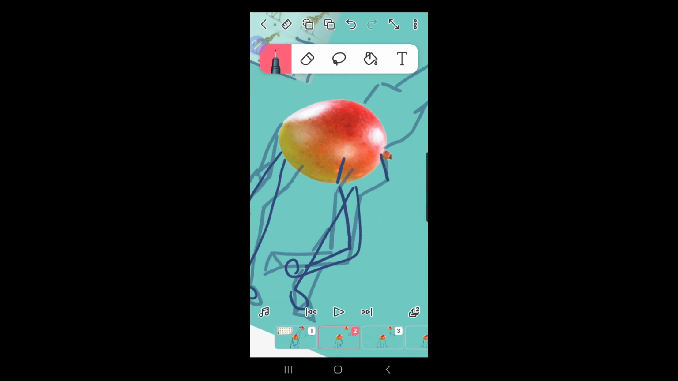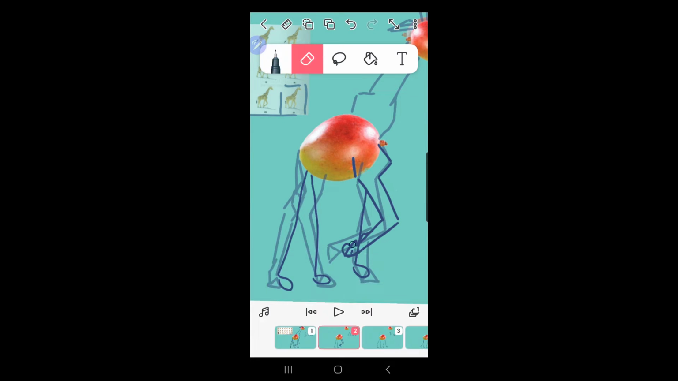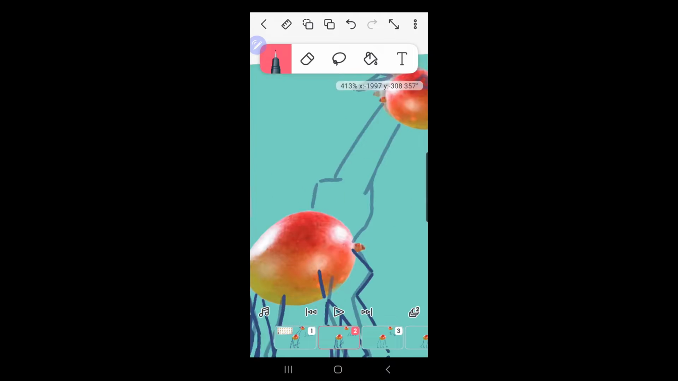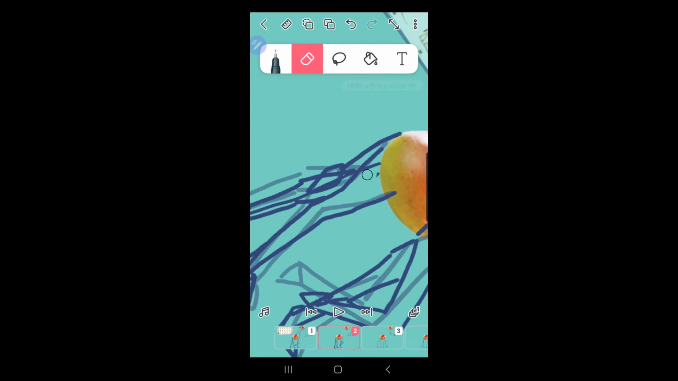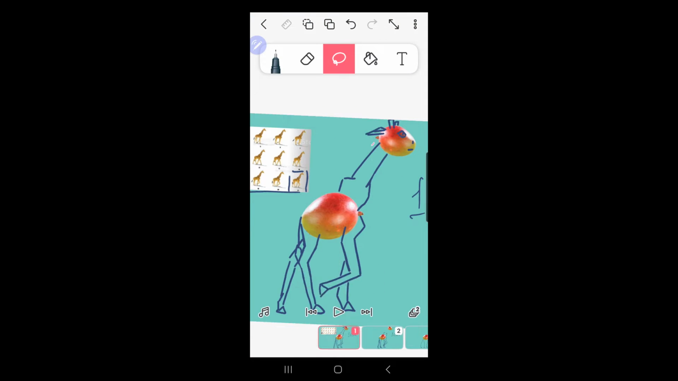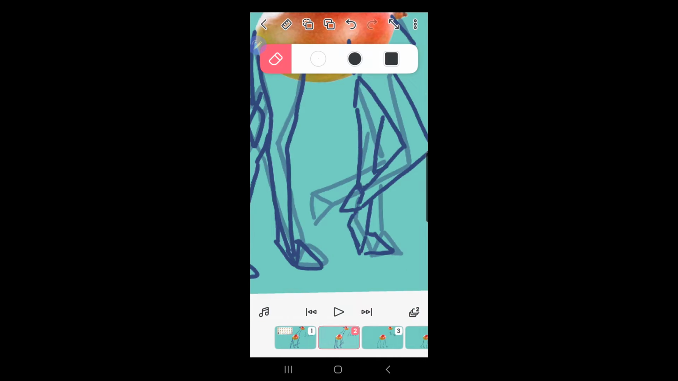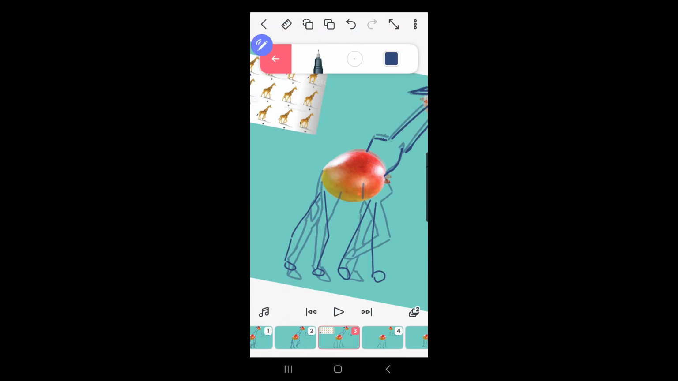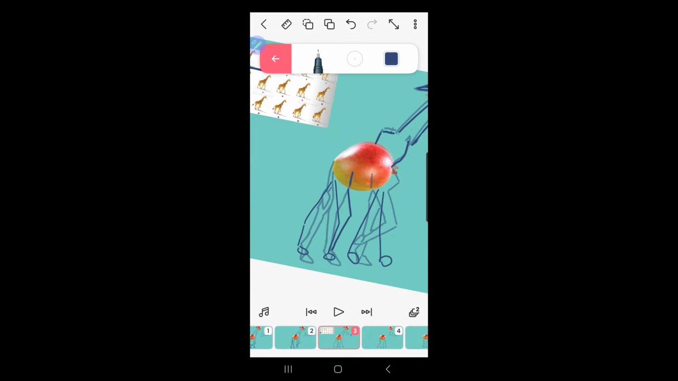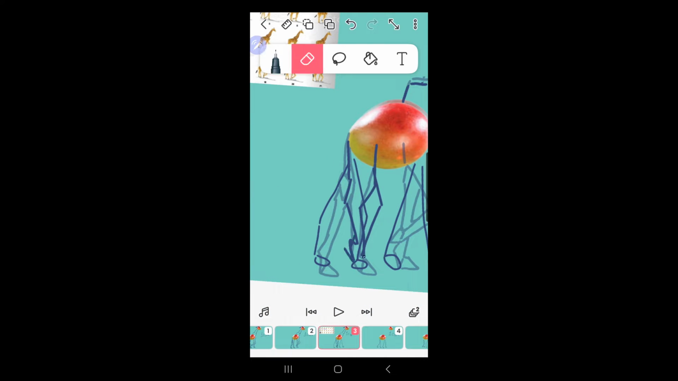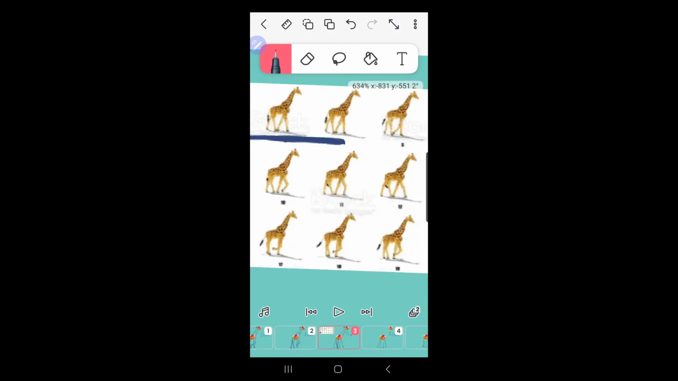So you can see after I had finished with the idea of how it's gonna move, I started adding in more of the fine-tuned drawing of how the legs are supposed to look, the tail, the neck, and the weird shoulder bump that it has.